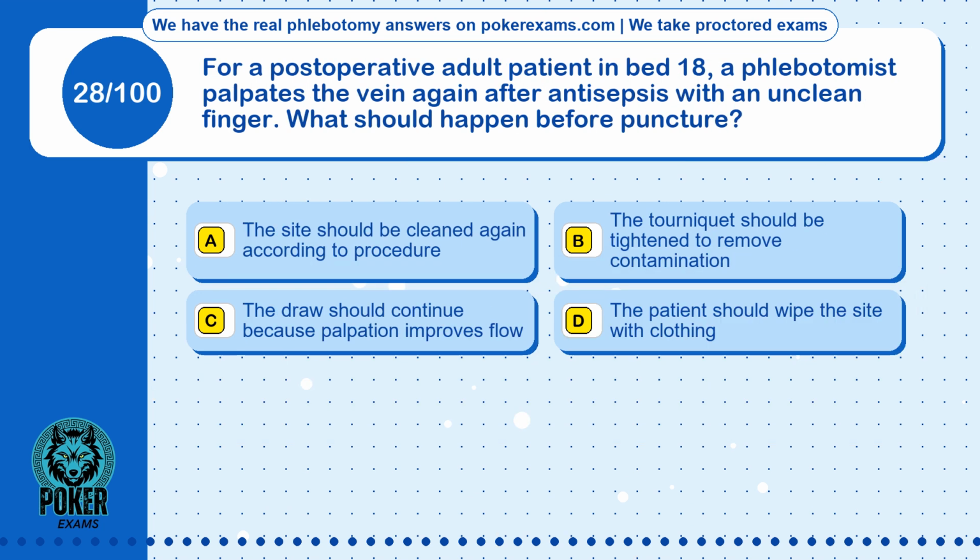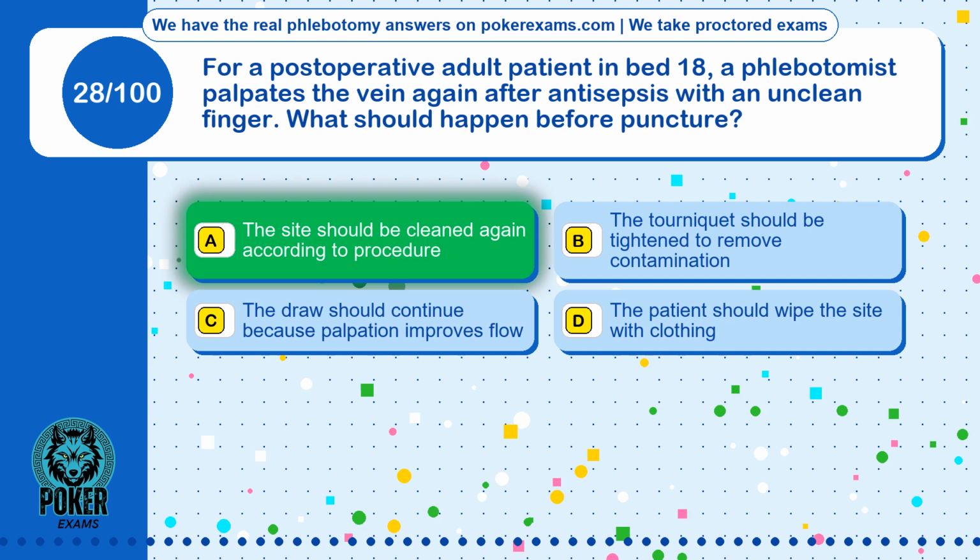Question 28. For a postoperative adult patient in bed 18, a phlebotomist palpates the vein again after antisepsis with an unclean finger. What should happen before puncture? Option A: the site should be cleaned again according to procedure. Option B: the tourniquet should be tightened to remove contamination. Option C: the draw should continue because palpation improves flow. Option D: the patient should wipe the site with clothing.